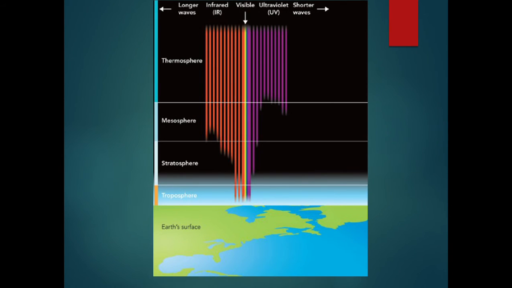So here is a diagram of what happens to sunlight when it starts interacting with our atmosphere. Let's go right at the first one. We have the thermosphere. You can notice that all the infrared waves, as well as the visible light and ultraviolet rays, are not having any problem going through the thermosphere. But things change a little bit when we go to the mesosphere. We can notice that now the ultraviolet radiation has problems penetrating through the mesosphere.